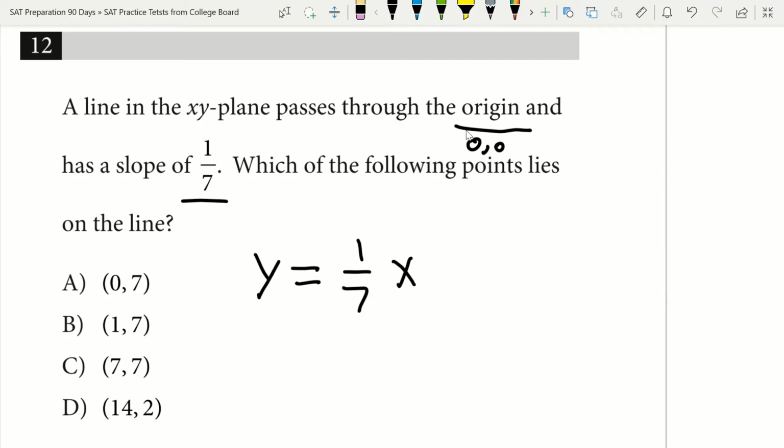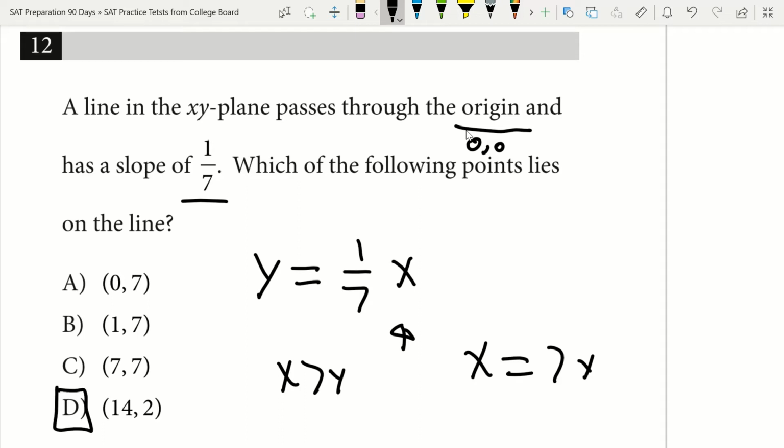Now, what you got to understand then is when you're asked for these points, you don't have to plug in these points, because if you plug in all those points, it's going to take you a long time. What you can do is recognize that x has to be greater than y, right? Because in order for y to equal 1/7 of x, x is going to have to equal 7 times whatever y is. So x has to be equal to 7 times y, right? So x has to be greater than y. So just looking at options A through D then, which is the only answer in which x is greater than y? Well, there's only one answer in which x is greater than y, and that's answer D. So D has to be your correct answer.